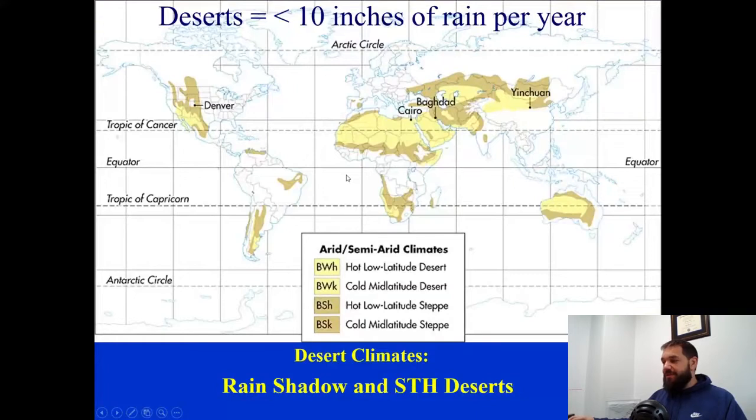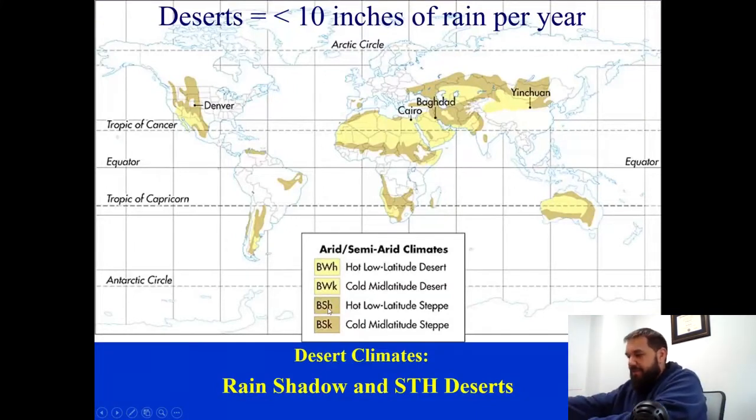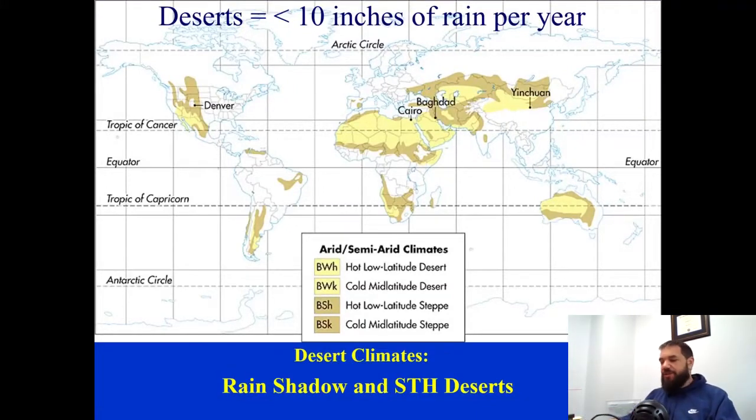So, what is a desert? First of all, you've got to know the definition of desert. That's question number one, right? What is a desert? What's the key criterion? And the key criterion is, of course, rainfall. So deserts are any place that receive less than 10 inches of rain per year.